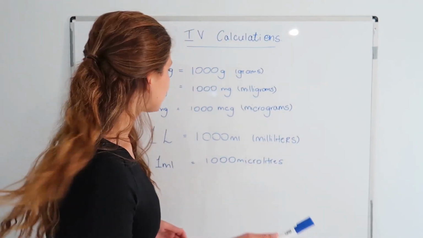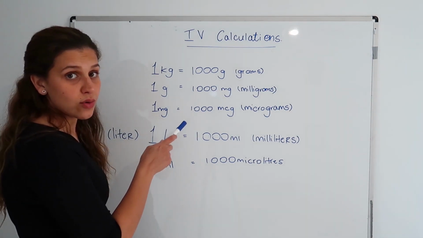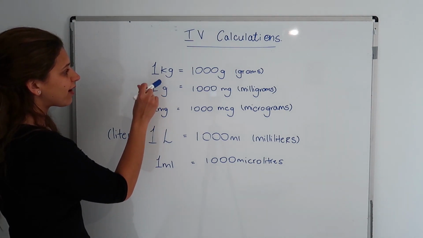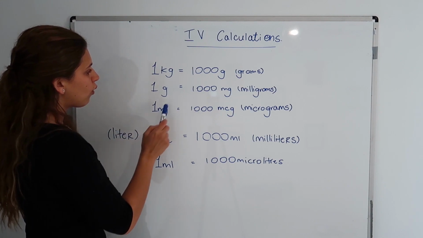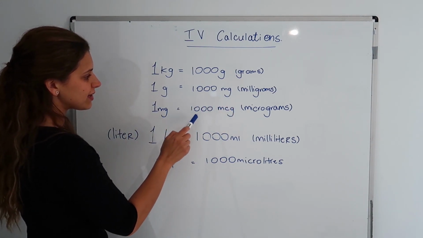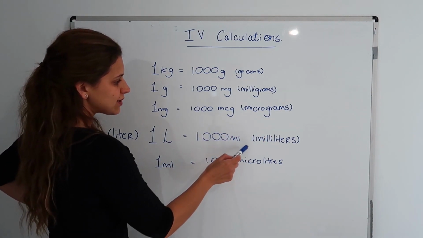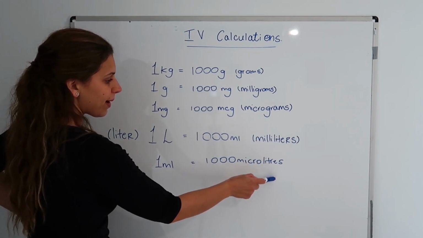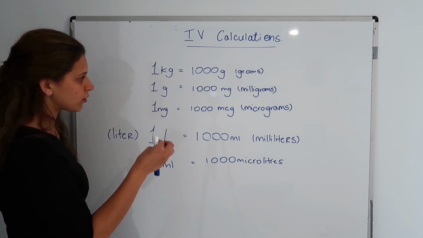Let's get started. So the first thing that you really have to know, okay, is this table over here. And here we have 1 kilogram is equal to 1000 grams. 1 gram is 1000 milligrams. 1 milligram is 1000 micrograms. 1 liter is 1000 milliliters. And 1 milliliter is 1000 microliters. And this generally has to be your Bible, okay?